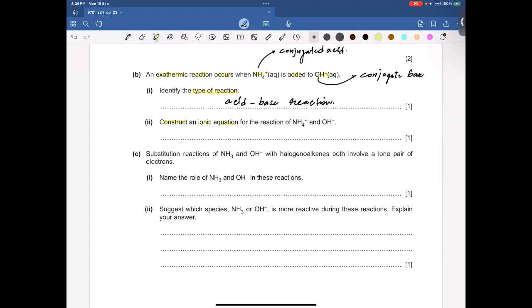Construct an ionic equation for the reaction of ammonium ions and hydroxide ions. We have done that in nitrogen and sulfur, all right? So it's ammonium ions and hydroxide ions. What we can do is, ammonium is a conjugate acid, so it donates a proton. Hydroxide is a conjugate base, so it accepts a proton. On the basis of that, I'll make ammonia and water as the products.